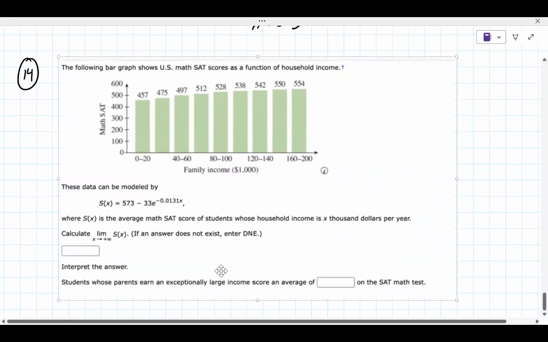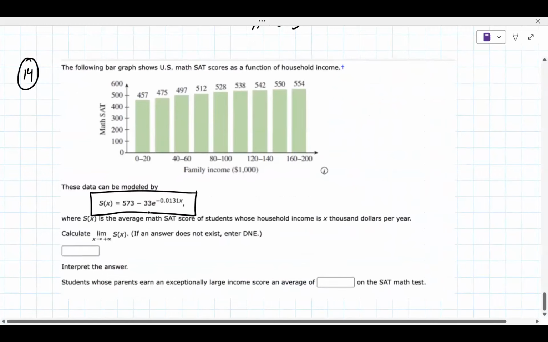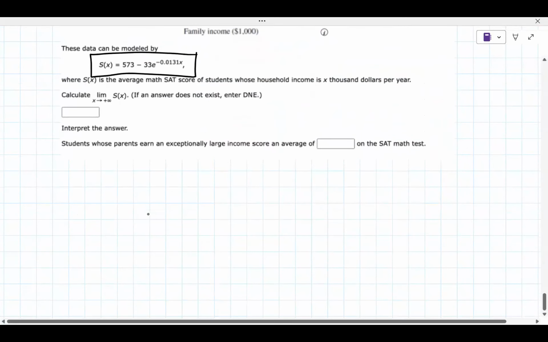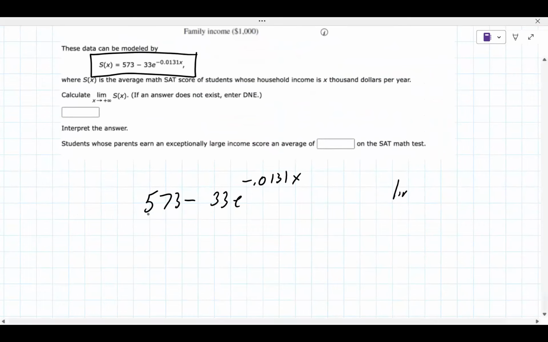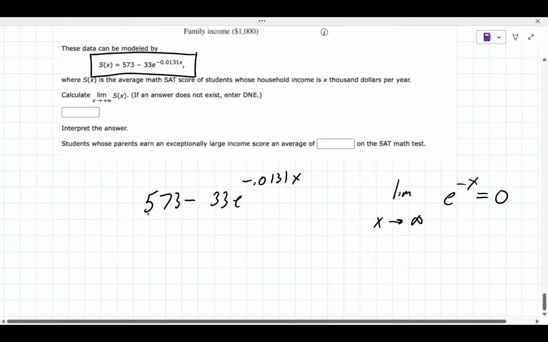Okay, this one is a bar graph. All right, so they give you data, and then they say these data can be modeled by this equation right here. And they say what happens as it goes to infinity. So we already looked at this. If we look at just this equation here, and that's sometimes where it's good to get it away from all the other words, the distractions. The limit as x goes to infinity, e to the minus x always goes to 0. This part right here goes to 0.